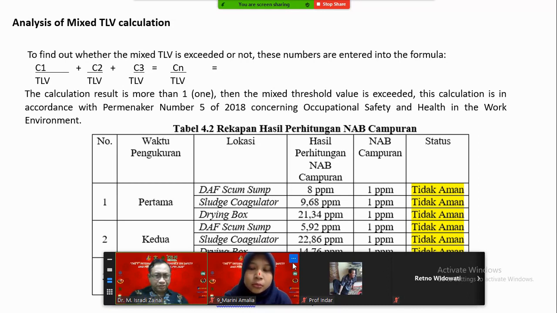After calculations based on the formula, for the first, second, and third measurement times, the result of the mixed TLV calculation in the DAP scum sump, sludge coagulator, and drying box is in every place more than 1. So it can be concluded that the mixed TLV calculation is not safe, or unsafe.